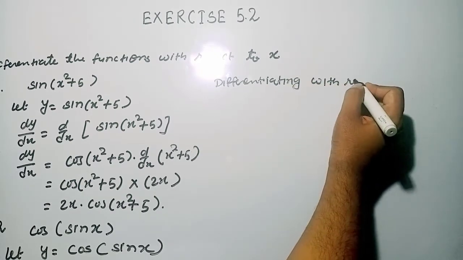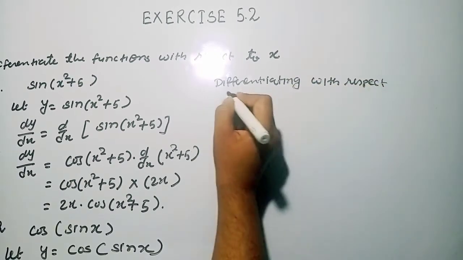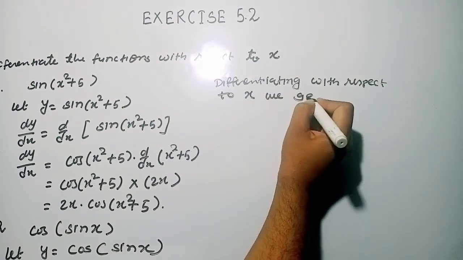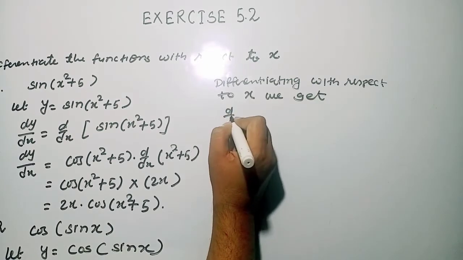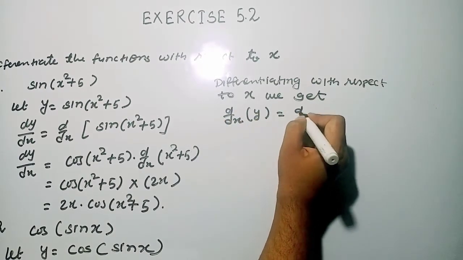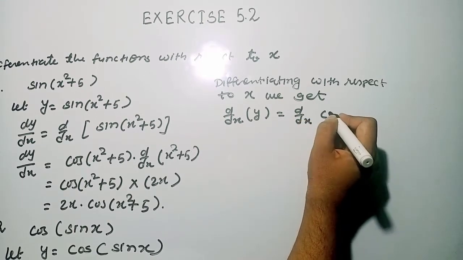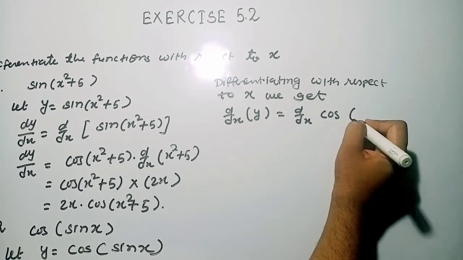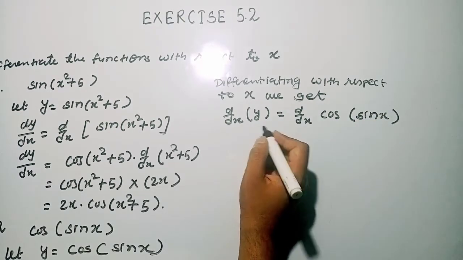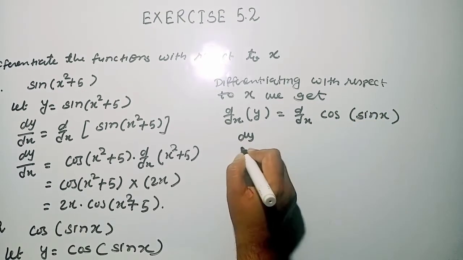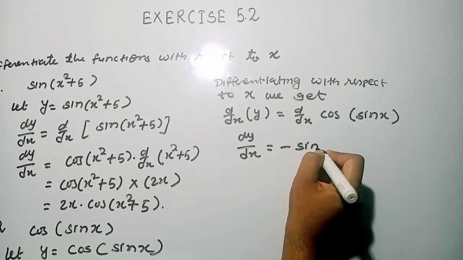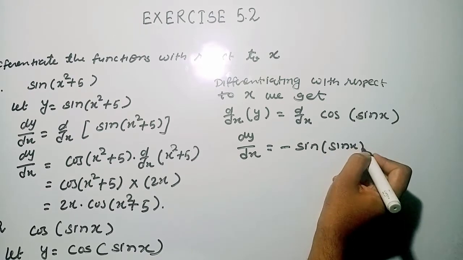So dy by dx, differentiating with respect to x, we are getting dy by dx, d by dx of cos in the bracket sine x. So derivative of cos is what? Derivative of cos will be minus sine x, and again we will differentiate sine x.